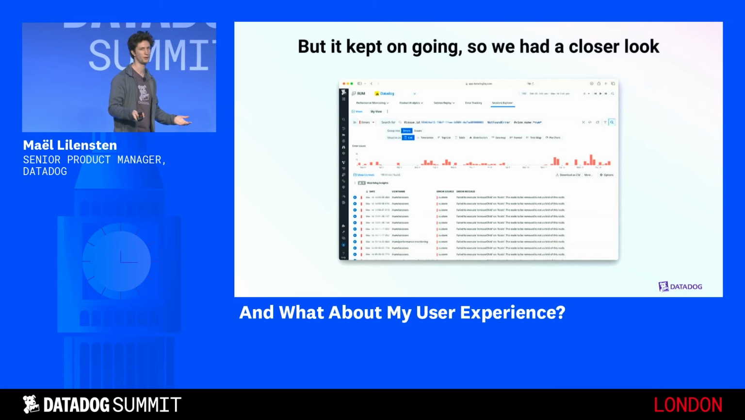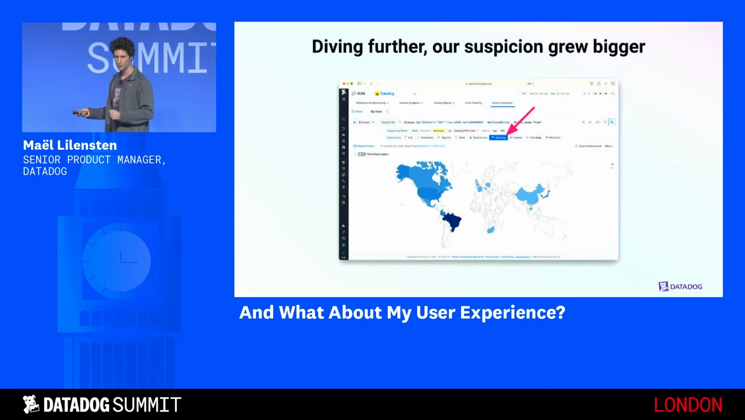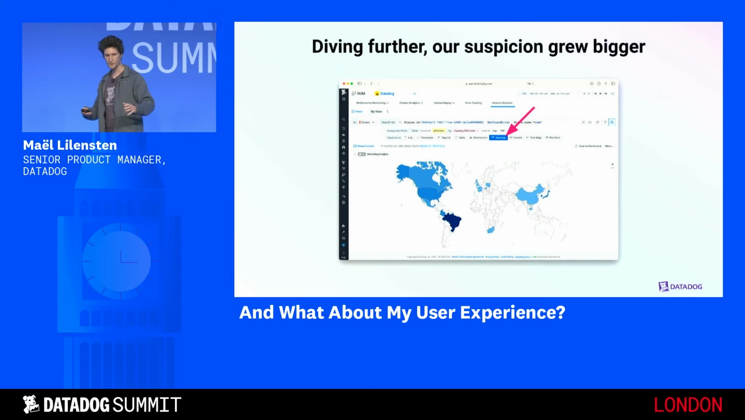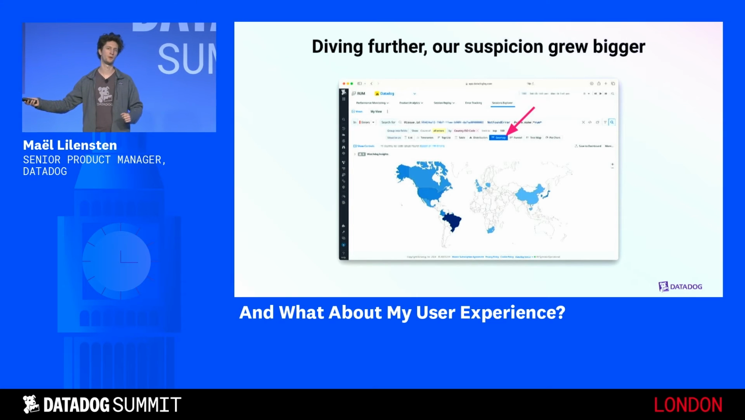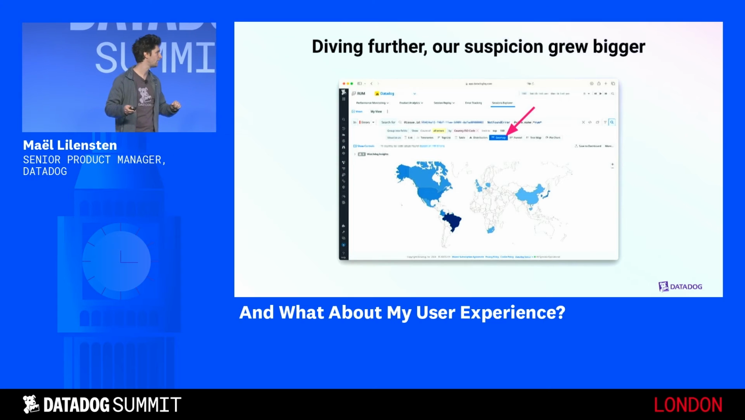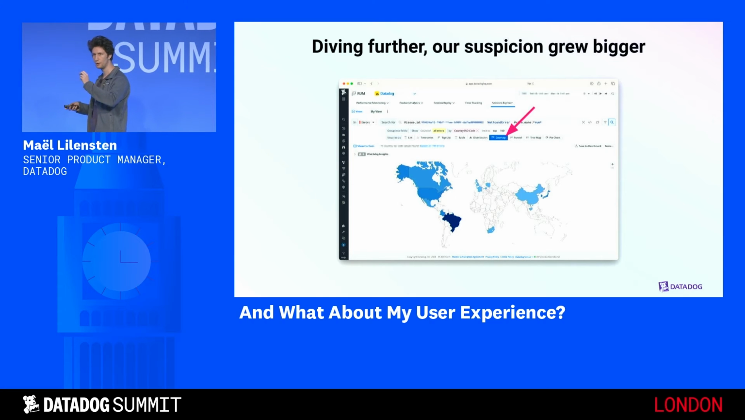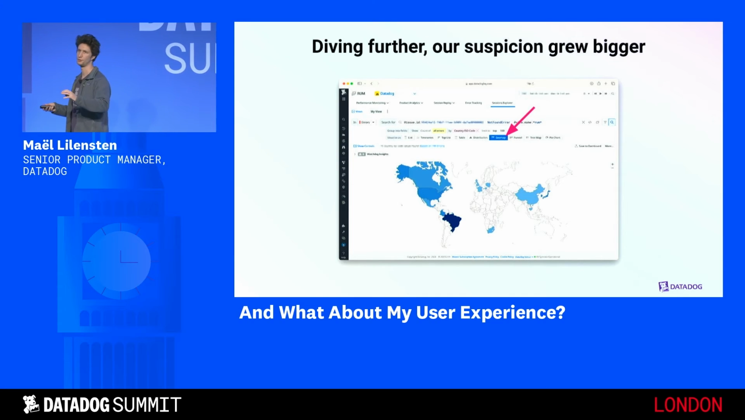But the monitors kept ringing. So we had to investigate further and troubleshoot this problem. Looking at individual events, something caught our attention. They were all coming from a few countries in particular. So looking at the geomap on Datadog that groups events based on geography, it became obvious that the location of our users had something to do with the problem.